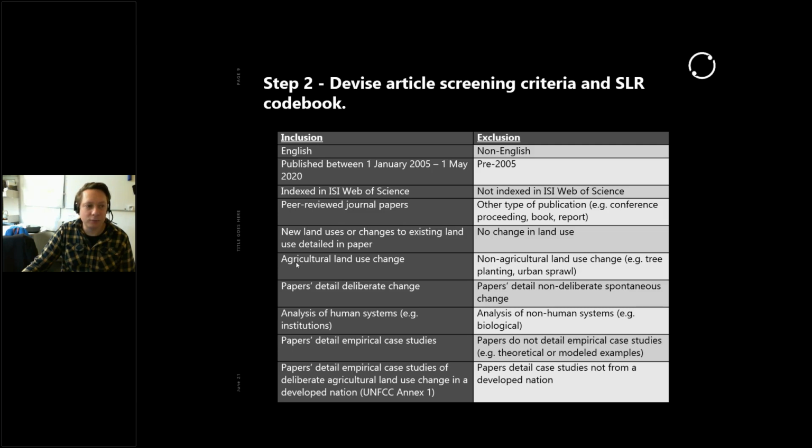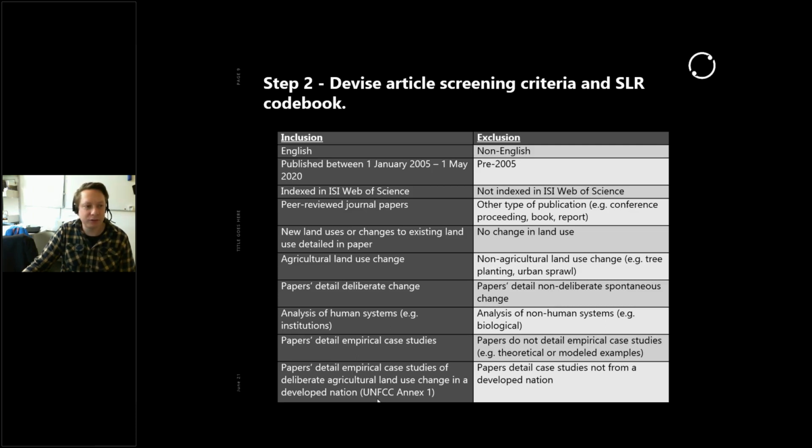However, the object of the analysis was on understanding maybe some biological changes that might have happened in the farm, for example. We also needed papers that detailed empirical case studies, and in order to be able to provide comparison across different countries, we decided to only select papers in which the case studies came from developed nations as defined by the UNFCCC Annex 1.